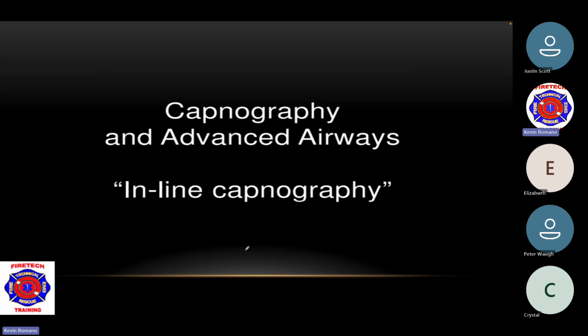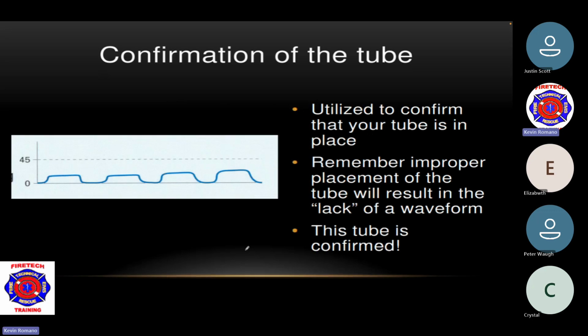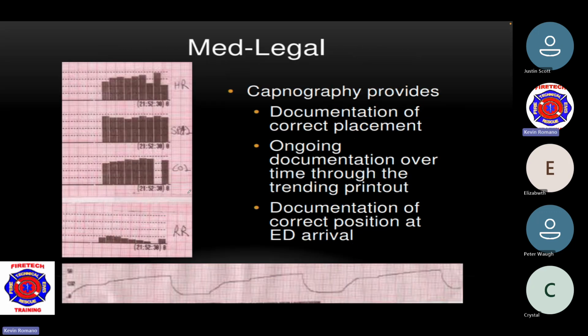But once you start placing your Kings or your iGels, things like that, that's where you're going to get that waveform capnography going. Usually, confirm that your tube is in place. Remember that improper placement of the tube will result in a lack of a waveform. You're not going to have this, right? It'll just be that flat line straight across. When you start seeing waveform, the tube is now confirmed. Again, for medical legal, capnography provides documentation for placement, ongoing documentation over time through the trending printout, and documentation of the correct position at the ED arrival.